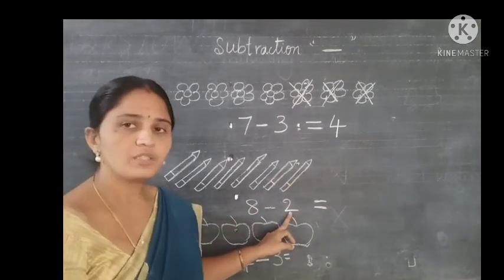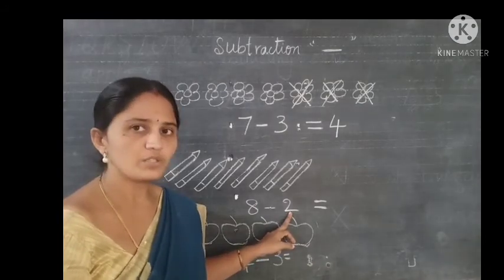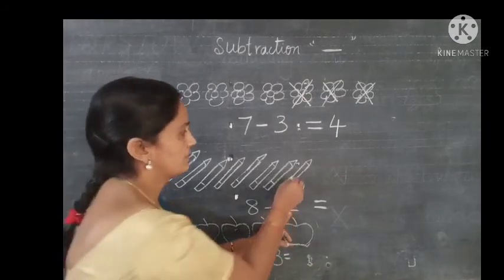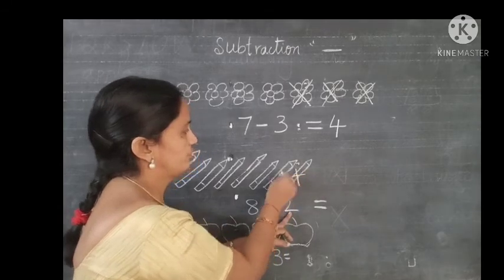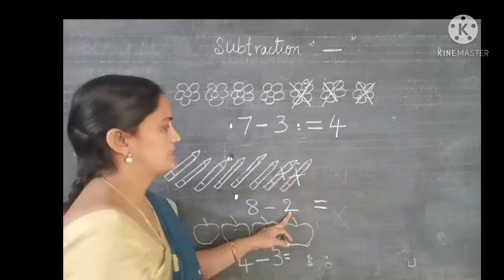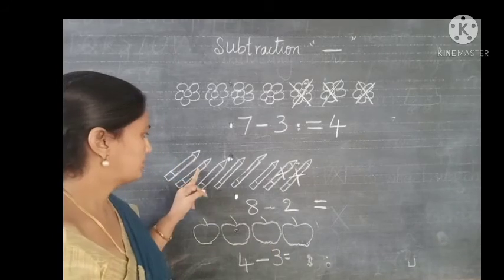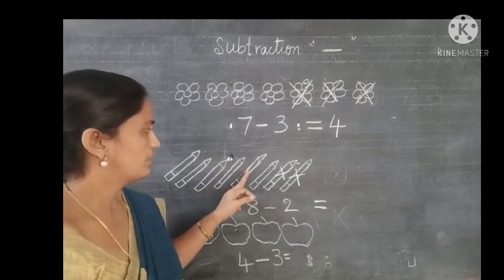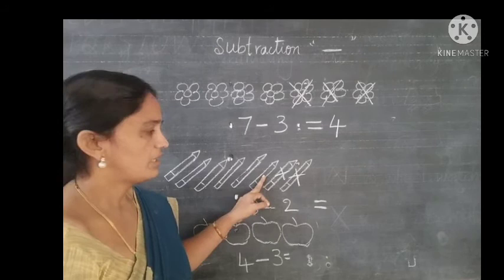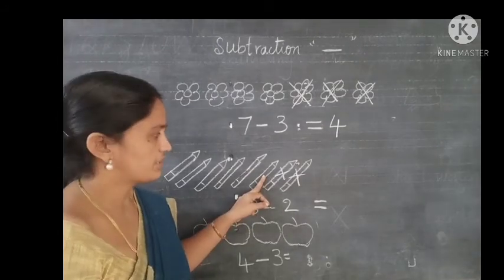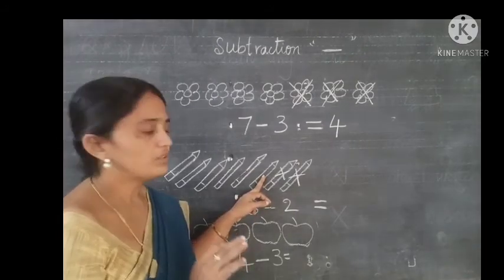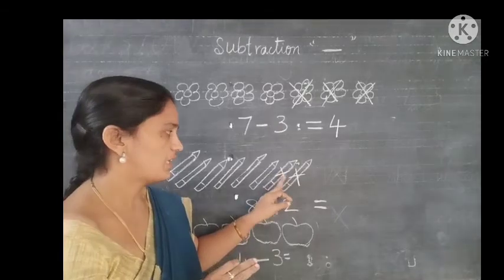What is this number? 2. We have to cross out 2 pencils. 1, 2. 2 pencils. Now how many pencils are left? 1, 2, 3, 4, 5, 6. We have 6 pencils left. So don't count crossed out pencils. Okay?